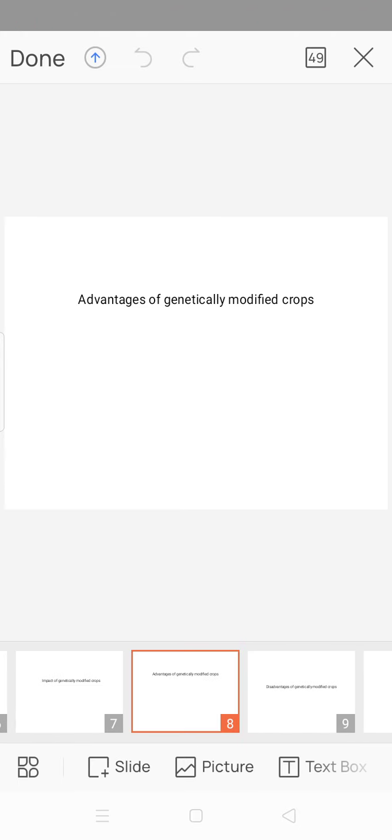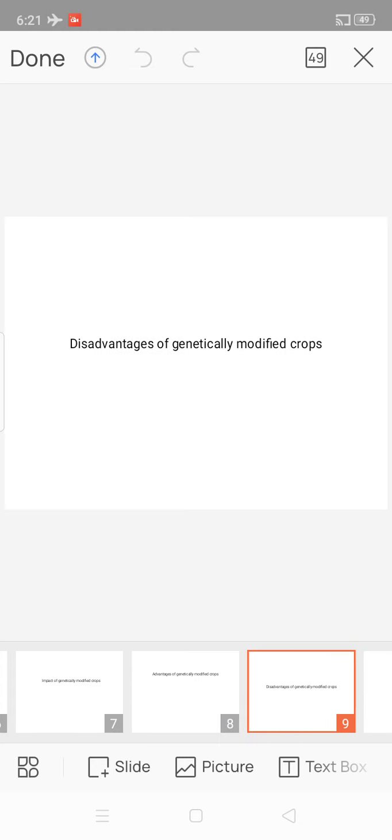And next topic is, what are the disadvantages of genetically modified crops? First one, allergies, other anti-nutritional factors in foods, and resistance to antibiotics, and it sometimes causes cancer.